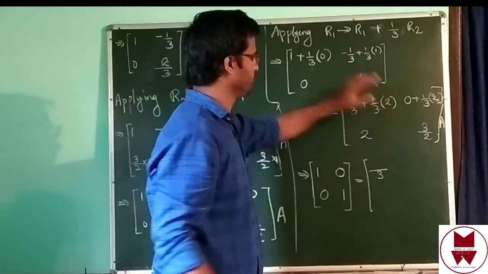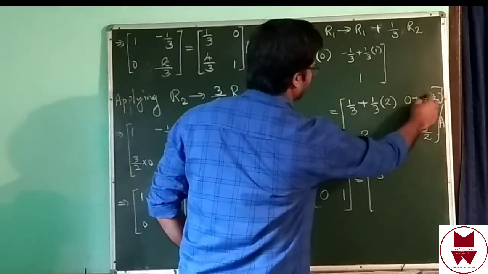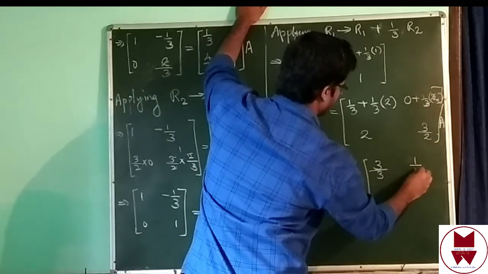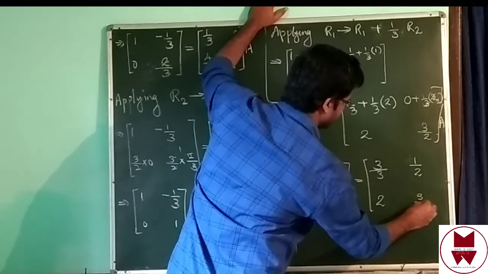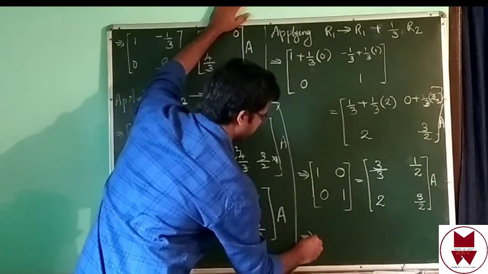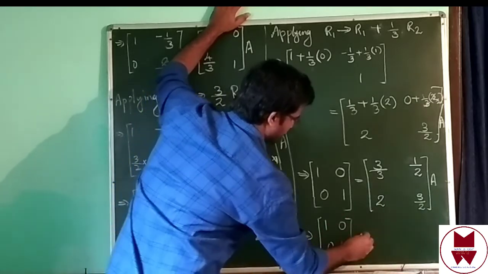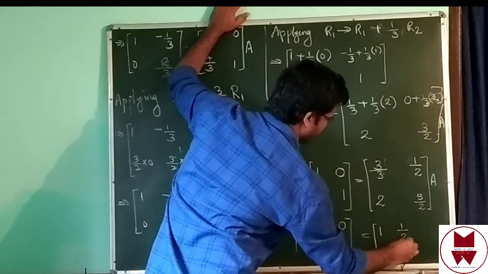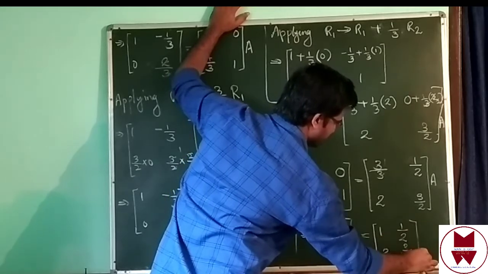Then 1 plus 2, you will get 3 here also. Then 1 into 3, we can cut 3 and 3. Then remaining only, directly we can write 1 by 2. 1 by 2. Then 2, 3 by 2 into A. Matrix 1, 0, 0, 1 equal to 3, 3 cancel, only one time. 1, 1 by 2, 2, 3 by 2 into A.